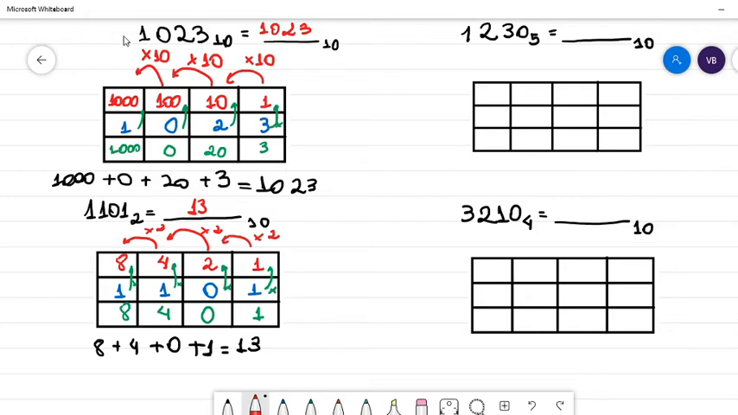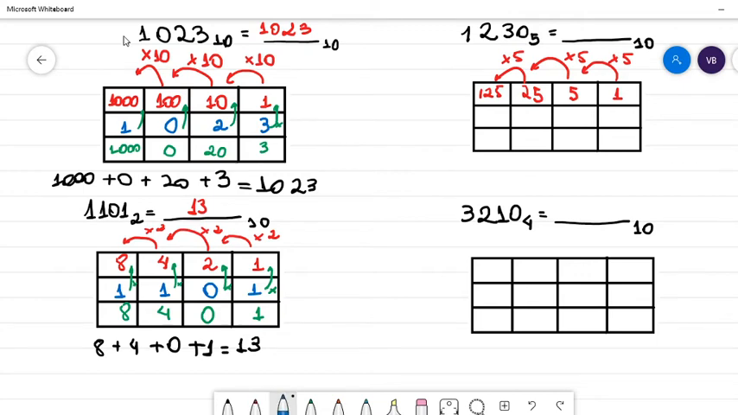Let's do another example here. I have the number 1230 in base 5, and I want to write this number in base 10. So I'm going to do the same steps. The first step, I start with units. I have 1 unit. I multiply by 5 because I'm in base 5. 1 times 5 is 5. Then I multiply by 5 again. 5 times 5 gives me 25. And finally, if I do 5 times 25, I have 125.